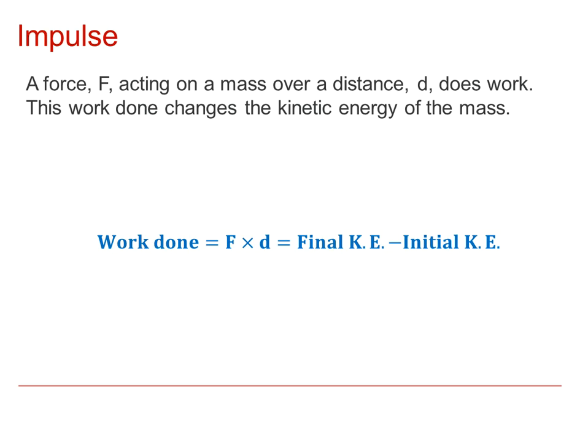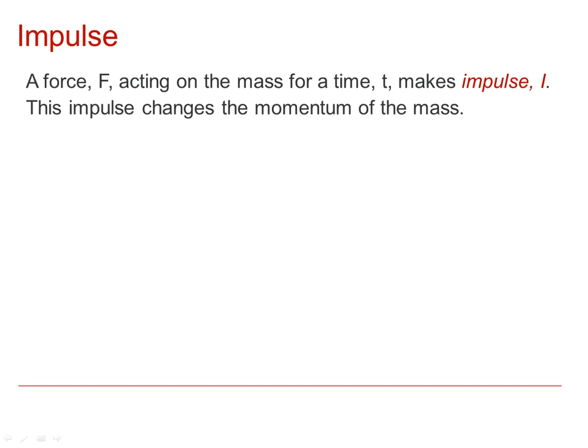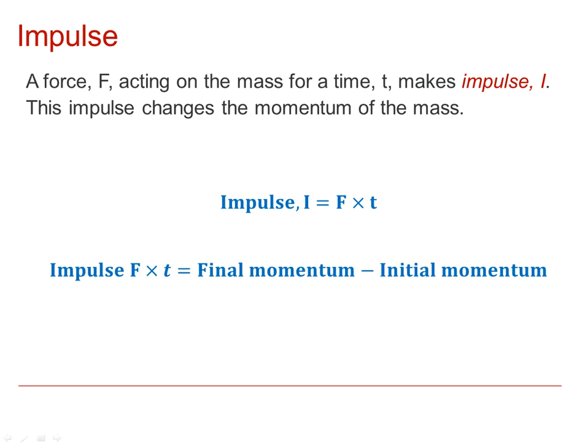But what we want to do now is to say, well, what if we don't know how far the force moves the mass, but we do know that it acts for a period of time. Now, force multiplied by time gives us a quantity which is known as the impulse, and it's impulse which changes the momentum of the mass rather than the work done which changed the energy. So we can say that the impulse I is force multiplied by time, and that impulse is equal to the final momentum minus the initial momentum, which is the change in the momentum.